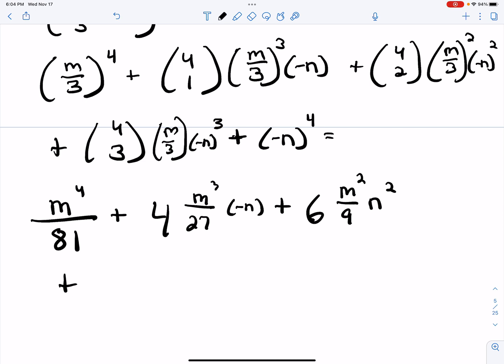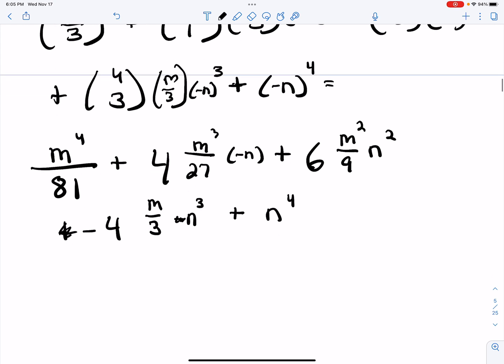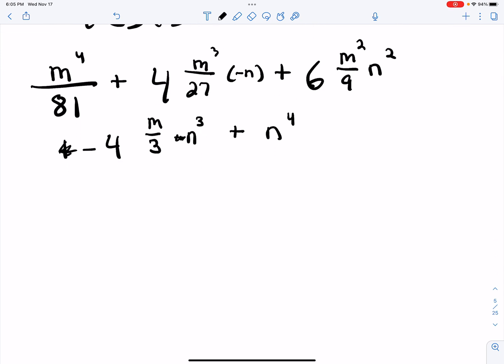Plus my 4, 3 is 4 again, which makes sense. This should be symmetric. Since I had a 4 in the second term, I should have a 4 in the 4th term also. So in that 4th term, I've got just m over 3, but negative n cubed. So that is still going to give me negative 1, so this can change to a negative, and then I could just say n cubed. And then plus negative n to the 4th is going to be n to the 4th. Goodness, got some more cleaning up to do.